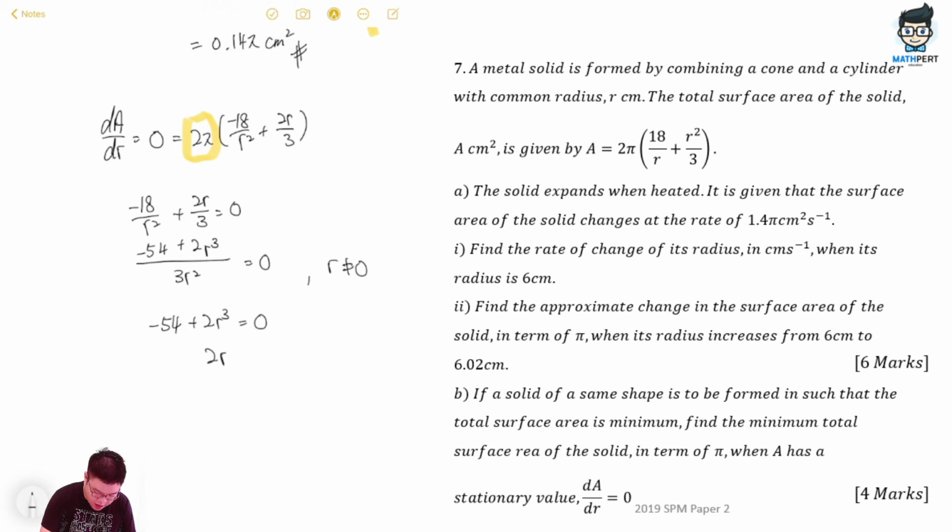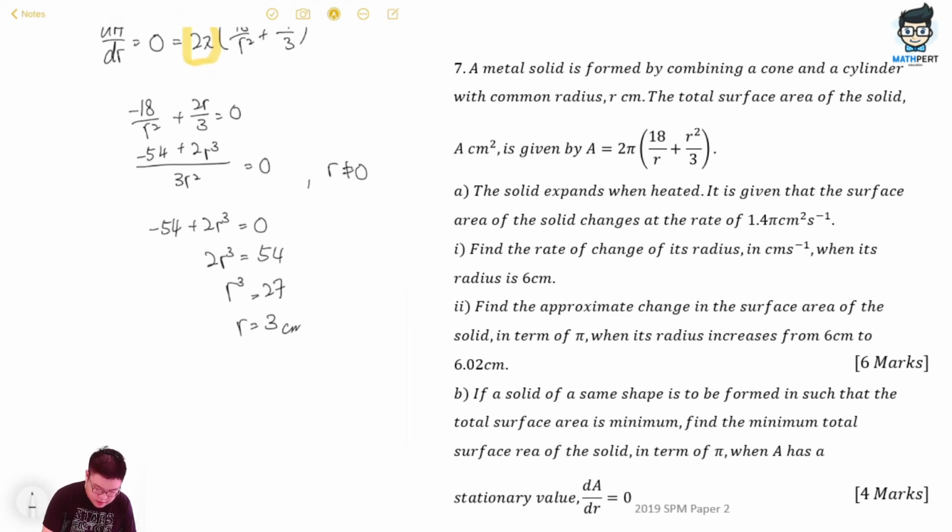So 2R cubed is equal to 54. R cubed will be equal to 27. R will be equal to 3 cm. R is the radius of the metal solid. So how do we know whether this 3 is a maximum or minimum? We need to use second order differentiation. So that means d square A over dr square.